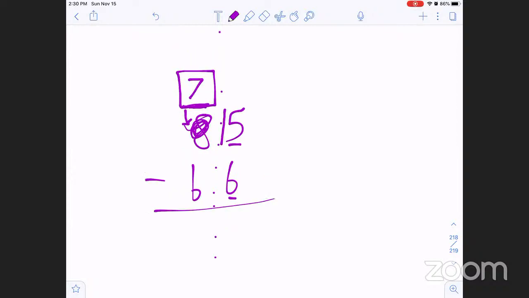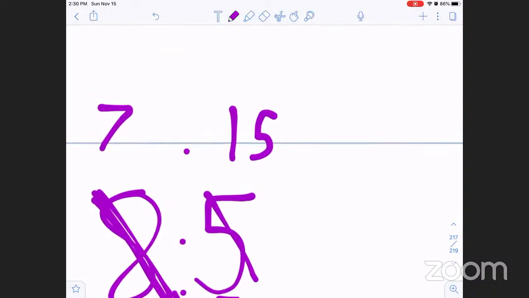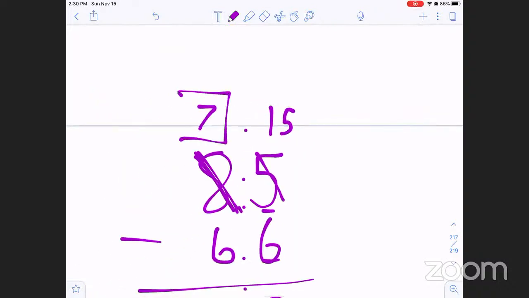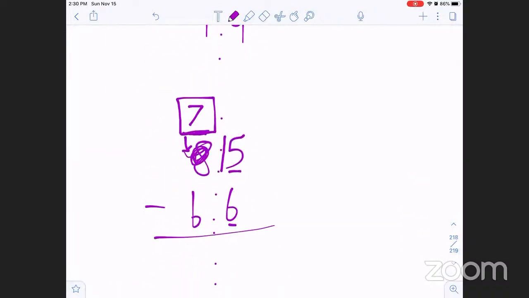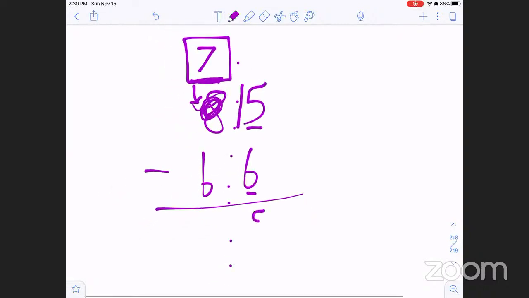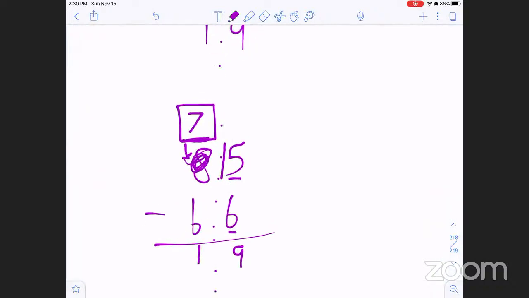Okay. So if we go back up here, we had that 15. We did our takeaway box, and we always just stick that 1 in front of whatever was already there. Okay. So if I do 15 minus 6, that's 9 again. 7 minus 6 is 1. And we get 19 for both.